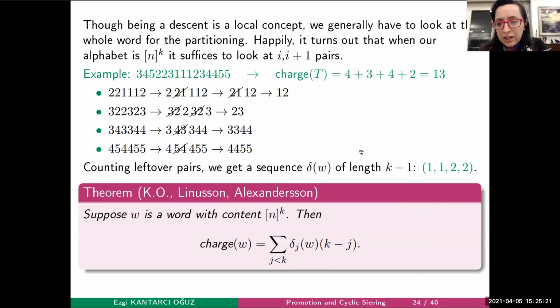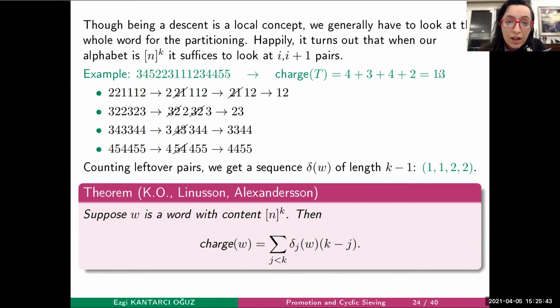So we just take this sequence and then we get 4 times 1, 3 times 1, 2 times 2, 2 times 1, and sum them up and get 13. And this is a lot nicer because it is local, and promotion also has a local characterization.